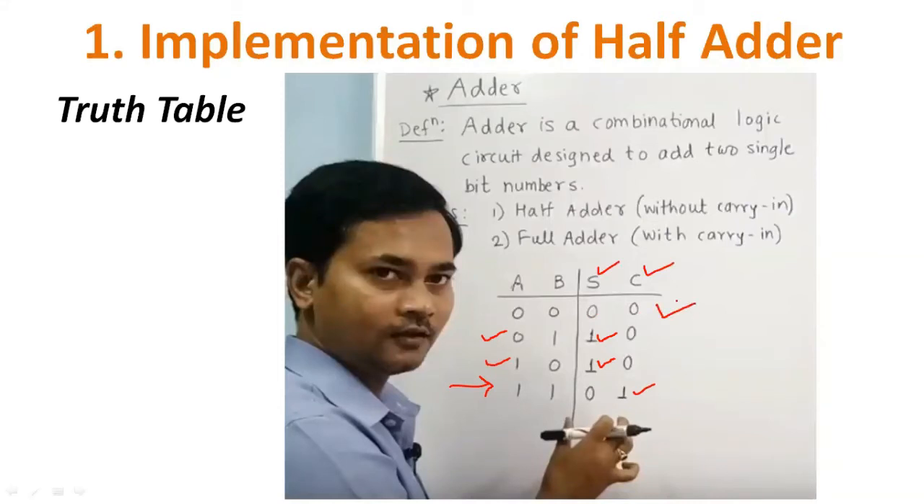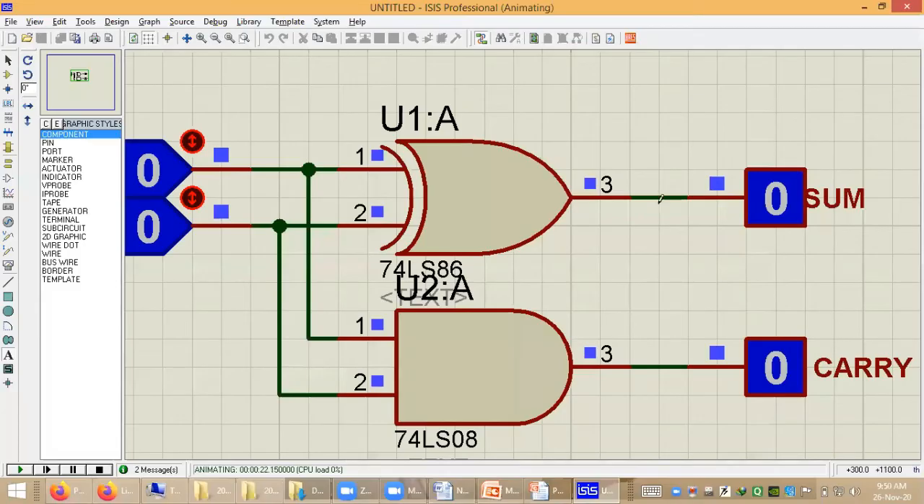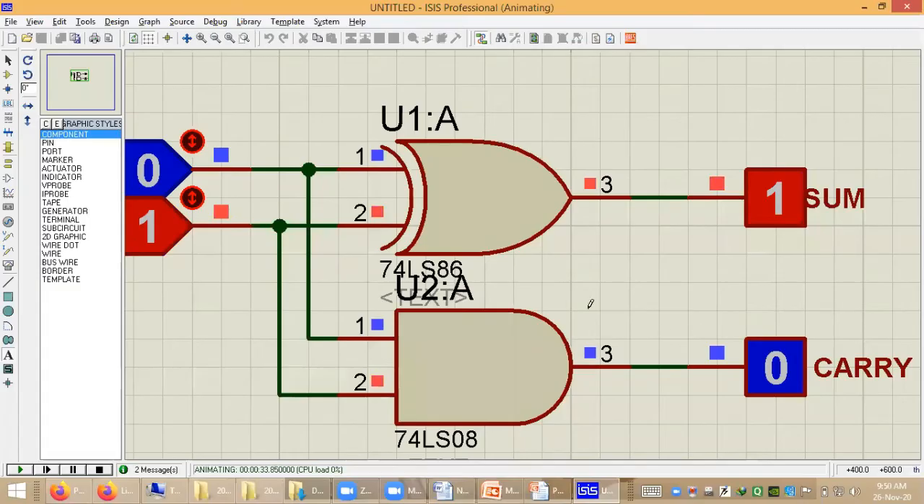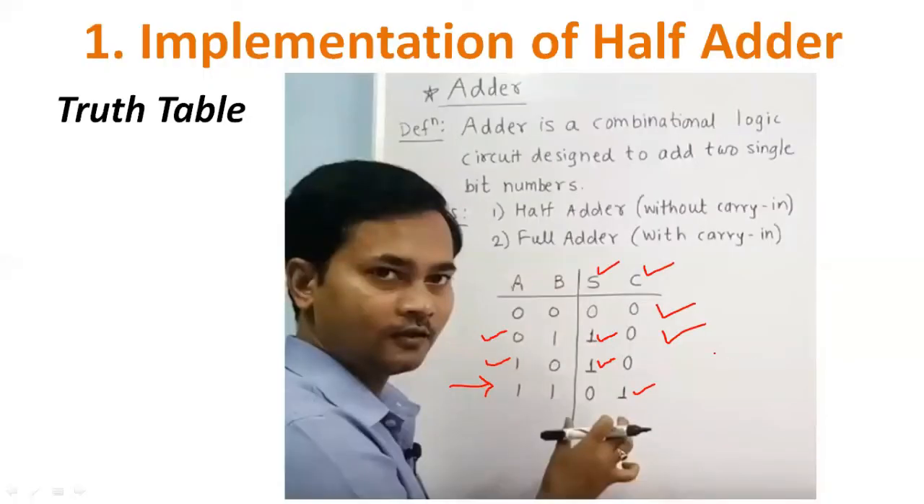Okay, sum equal to 0 and carry equal to 0. If I change the inputs to 0 and 1, then here sum is 1 and carry is 0. Okay, so here you can check sum is 1 and carry is 0. Okay, for inputs 1 0, the sum is also 1 and carry is 0. So the same thing for the 1-0 combination, sum is 1 and carry is 0.